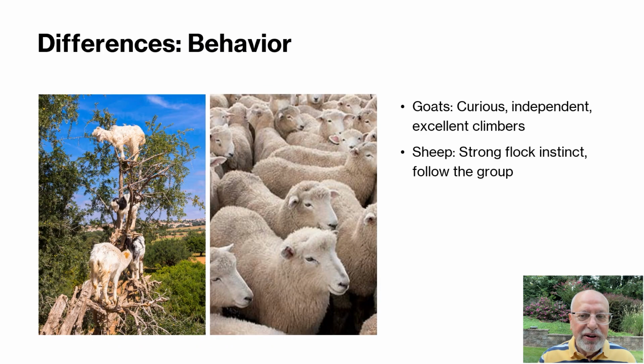Now the behavior is also very unique. The goats are very curious and independent, and they climb trees, small trees, very quickly. As you can see in the left-hand picture from Morocco, this one goat is all the way up on the top trying to find her favorite leaves to eat. But the sheep have a strong flock instinct to follow the group.